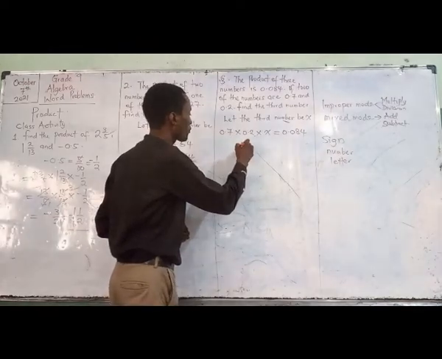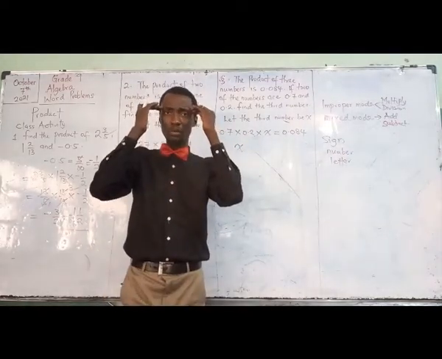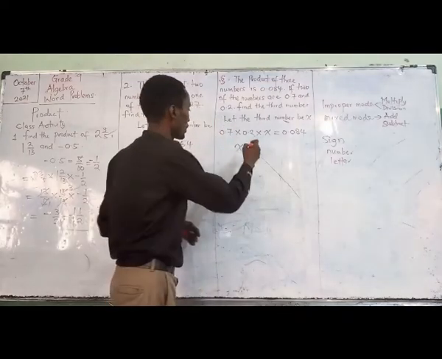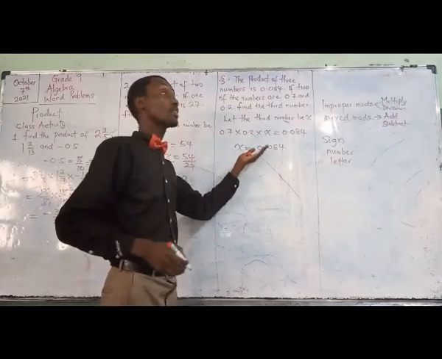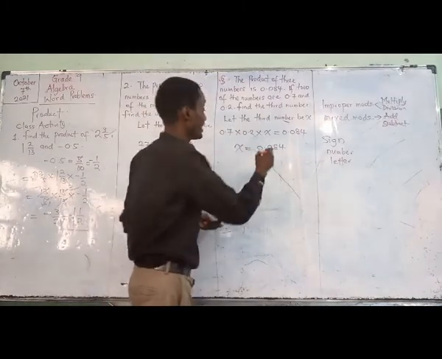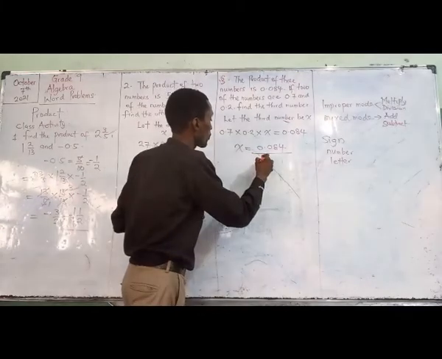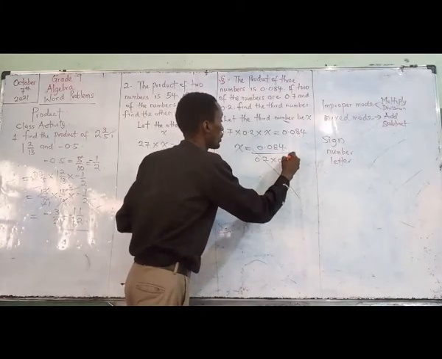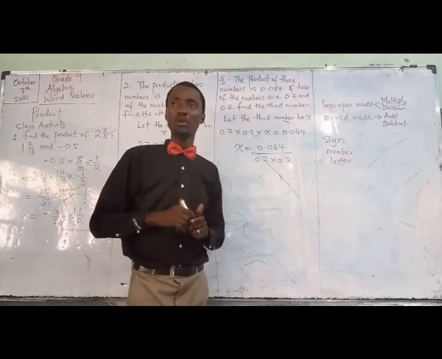Now sometimes you don't need to always write. Sometimes keep some of these things you're doing mentally. This will be equal to the number I'm told the answer will be, divided by the two numbers I know. And that will be 0.084 over 0.7 times 0.2. So, how do you take care of this?